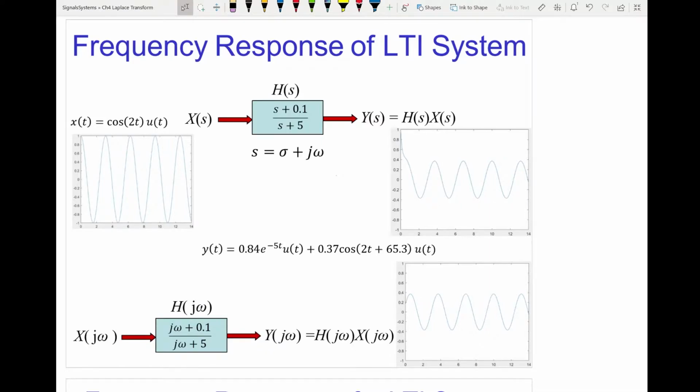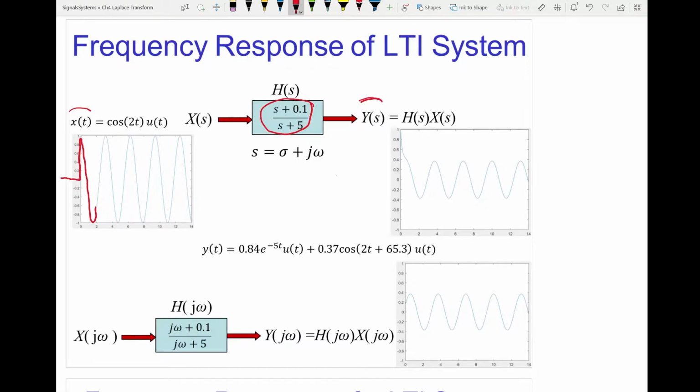When we have a system described by the transfer function H of s, and we have an input x of t, where x of t is a cosine function that starts at 0, so from negative time until 0, then suddenly the input is on and you get this cosine function. I am interested in finding the output y of s.